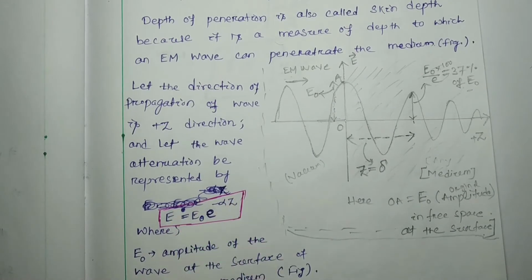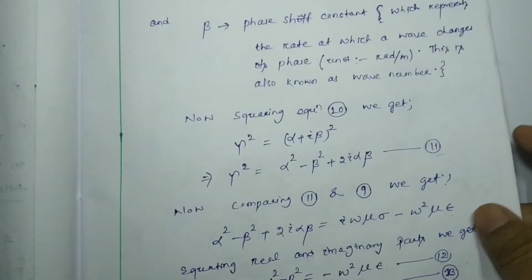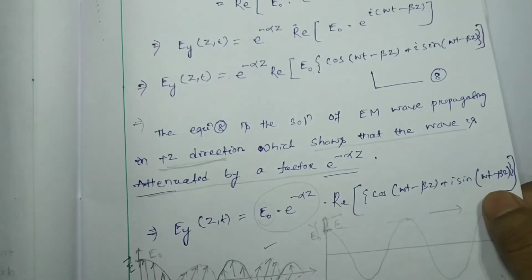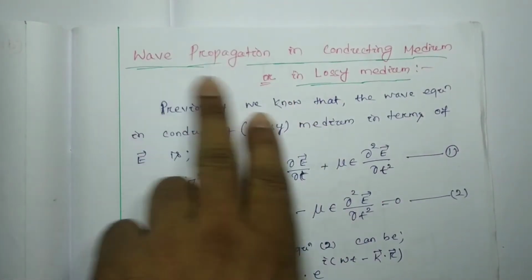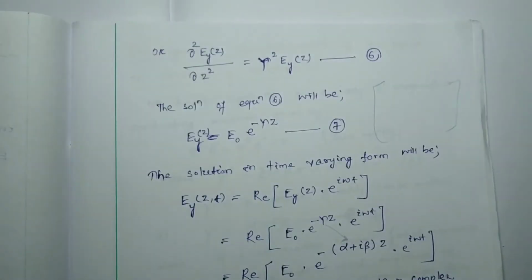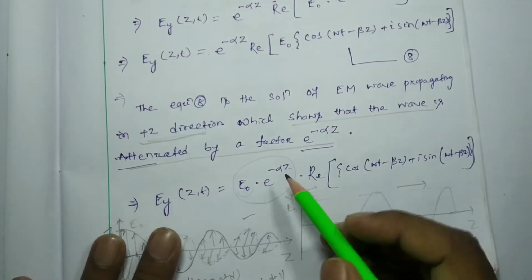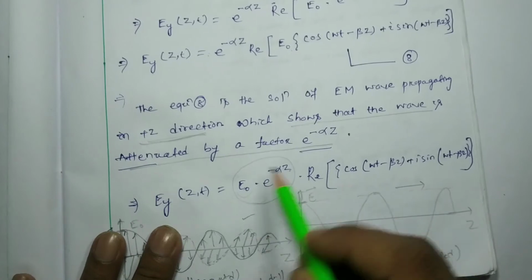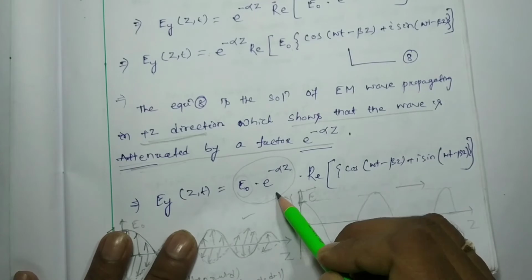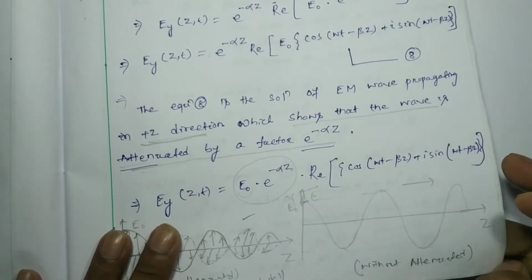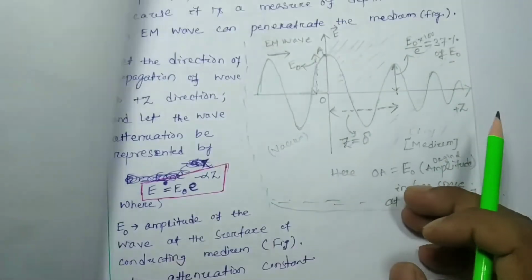This term we have already found at the very beginning, where we discussed propagation of electromagnetic wave in conducting medium, or in lossy medium. You just check this topic. In the generalized expression, E0 into e to the power minus alpha z is nothing but the attenuation factor. This represents the attenuation, or reduction, of the original amplitude of the electromagnetic wave. The same thing we use here.